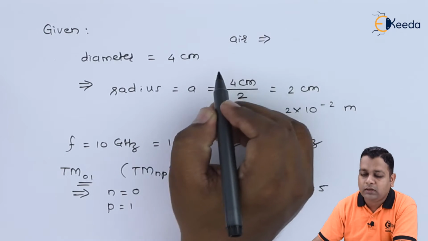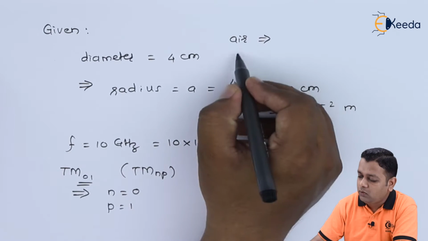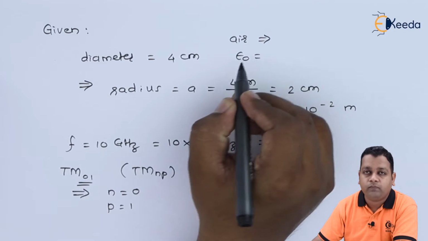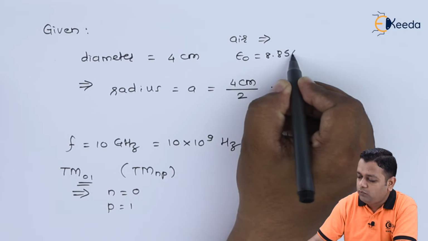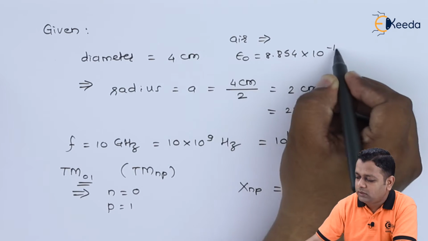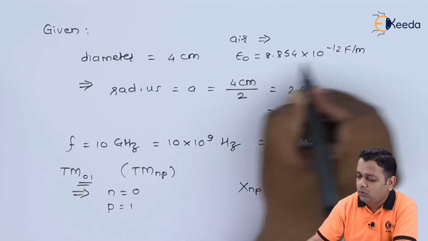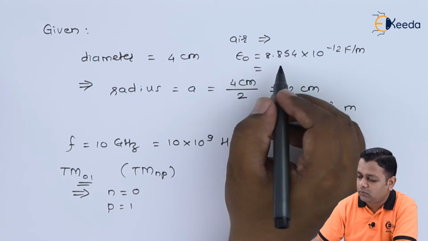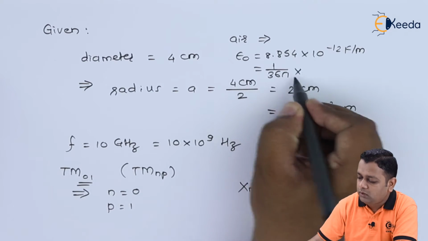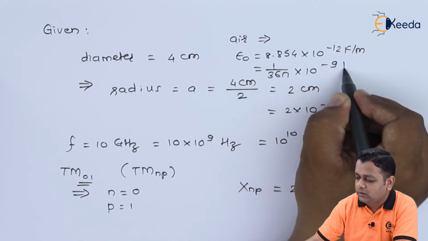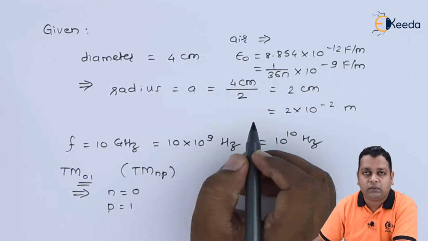So the air dielectric implies that we have the value of permittivity given by either 8.854 into 10 raised to power minus 12 farads per meter, or we can also express it in the form that it is 1 upon 36 pi into 10 raised to the power minus 9 farads per meter.